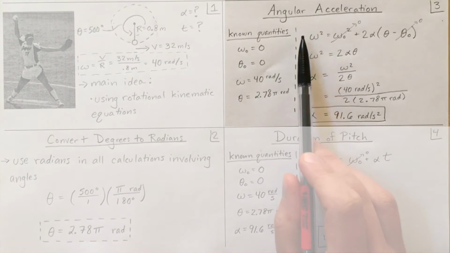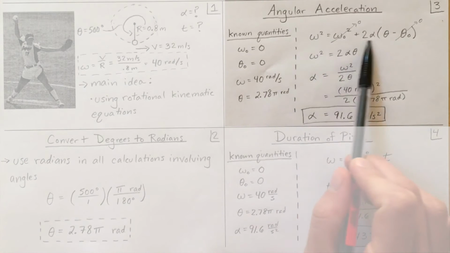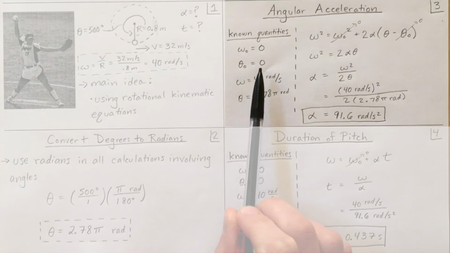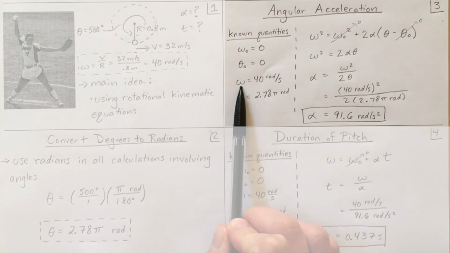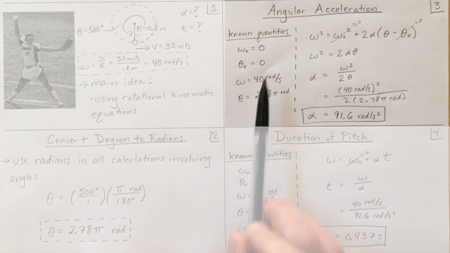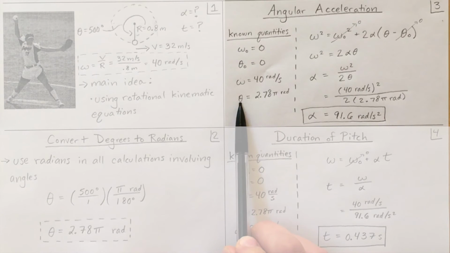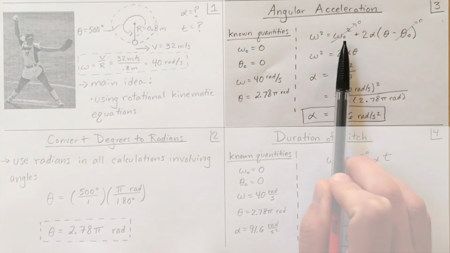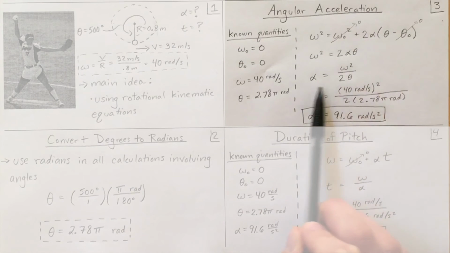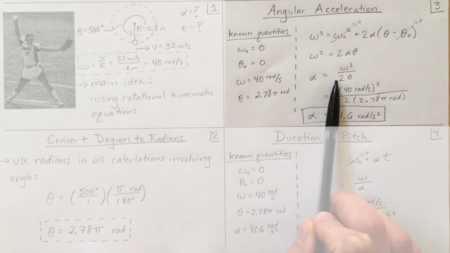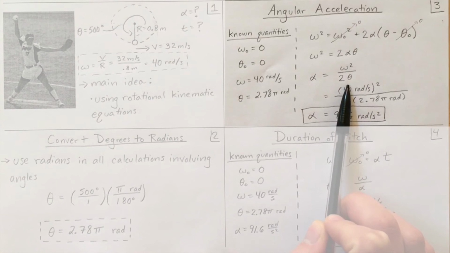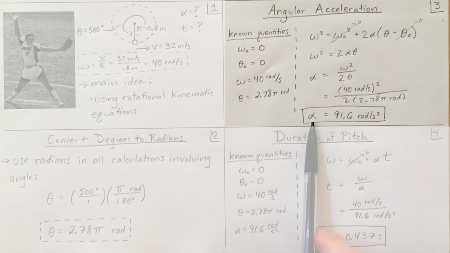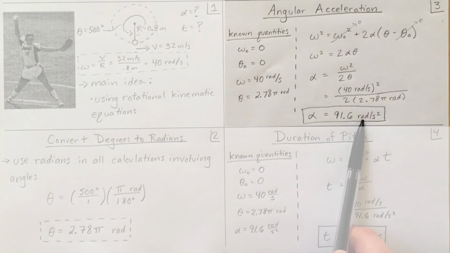To find the angular acceleration, we want to use a kinematic equation which uses the quantities whose values we know. These quantities are the initial and final angular velocities and the initial and final angles of the pitch. We therefore want to use this kinematic equation here. We can simplify and solve for the angular acceleration and arrive at this expression here. We then substitute in the known values and evaluate to find that the angular acceleration is 91.6 radians per second squared.